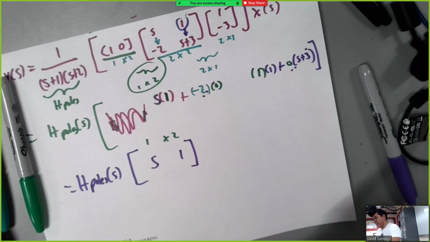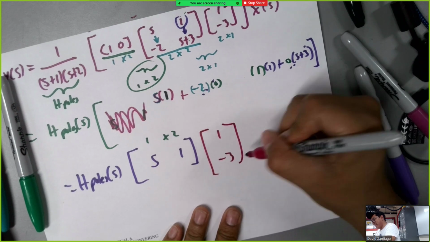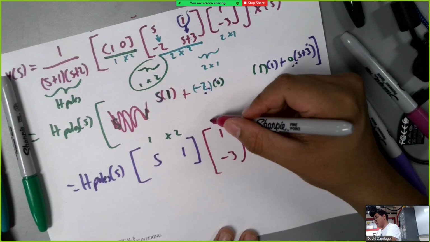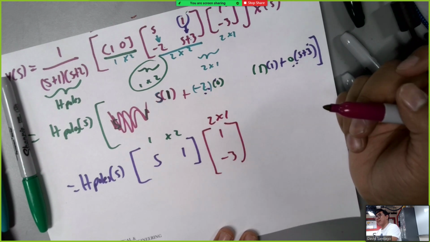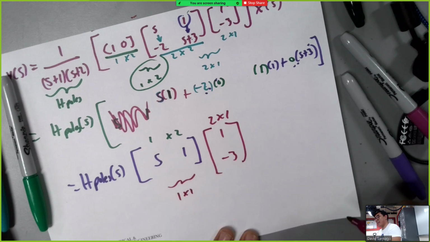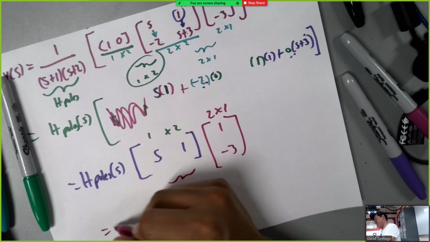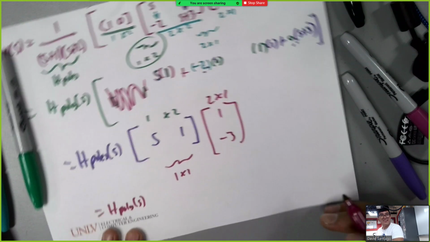All right, and then back to our nice marker. 1 minus 3. Okay, good. Which is a 2 by 1 matrix. So that means what's our result? If we do this, we're going to get a 1 by 1, okay? So that means, okay, because someone's probably getting really confused or enlightened.